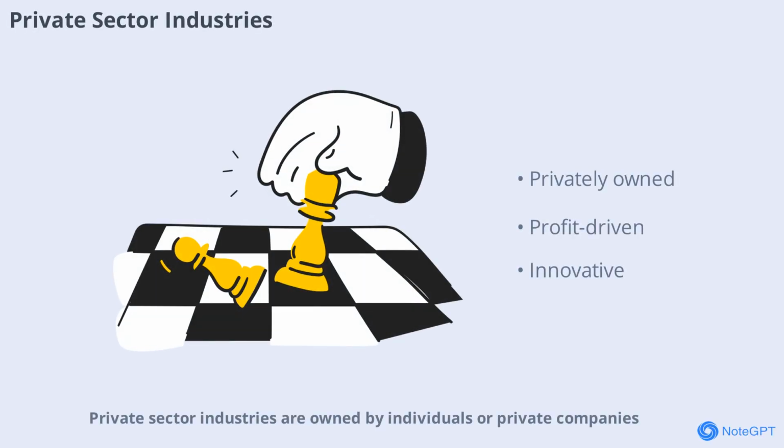Private sector industries are owned by individuals or private companies. Their primary goal is to earn profits by producing goods and services efficiently. These industries are known for their innovation, competitiveness, and ability to adapt quickly to market changes. Examples include Tata Steel and Reliance Industries.